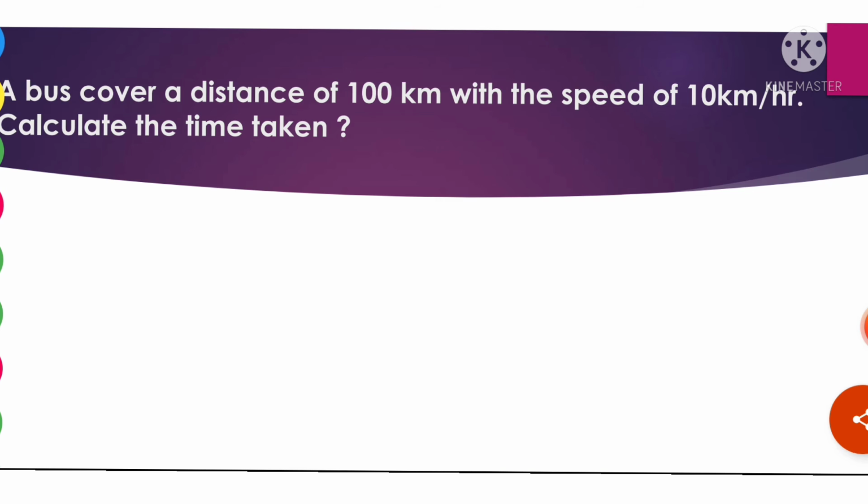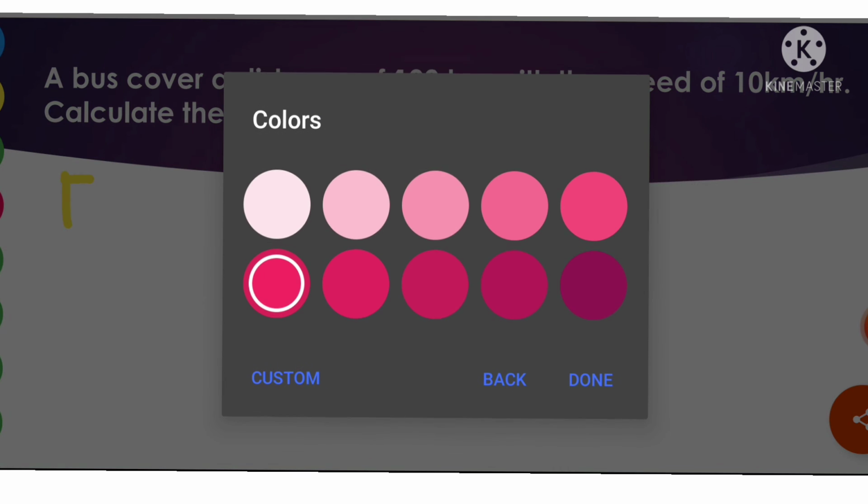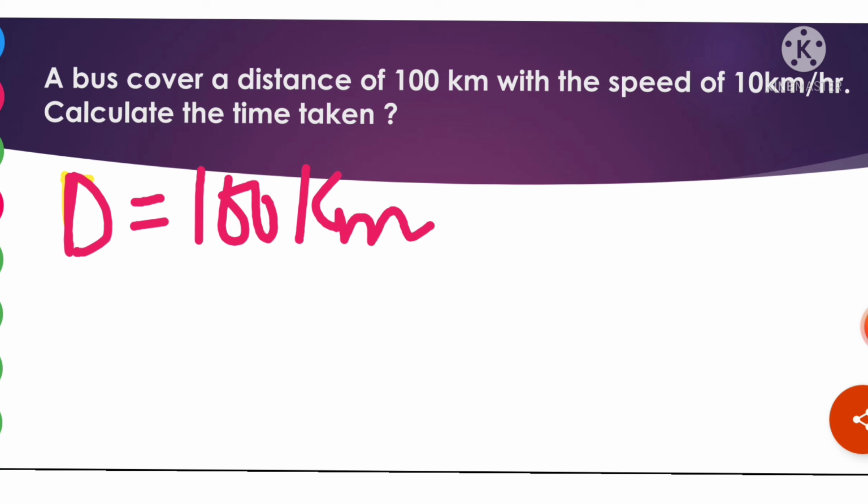A bus covers a distance of 100 km with a speed of 10 km per hour. Calculate the time taken. So for that, let's write down what is given. What is given? We have a distance. Let's take the red one so that it will be more visible. So distance is equal to 100 km, and speed is also given, 10 km per hour.